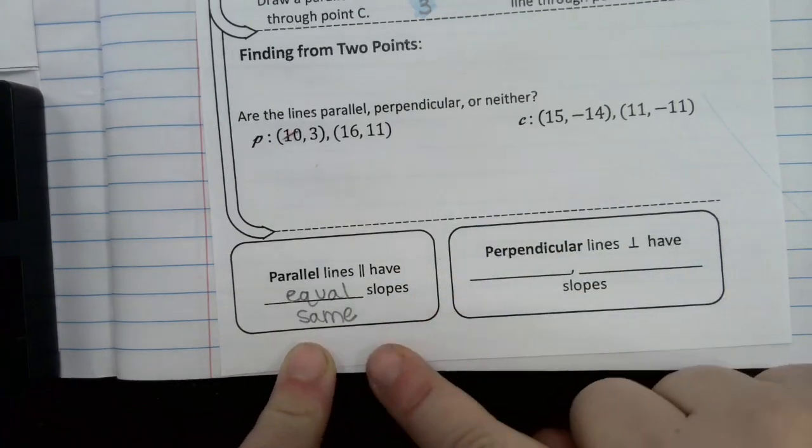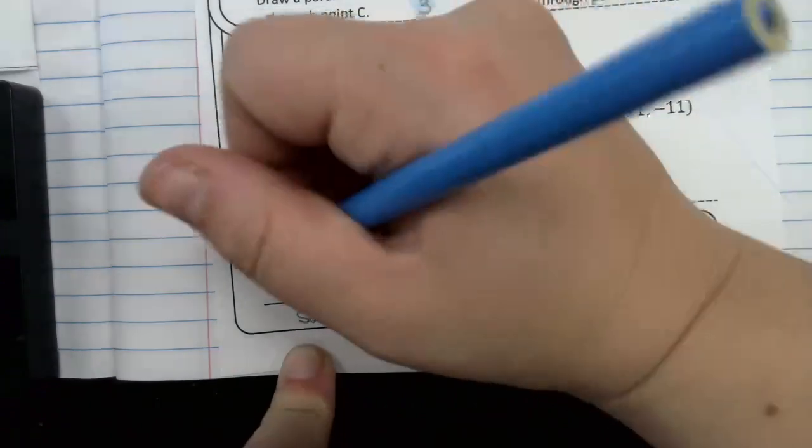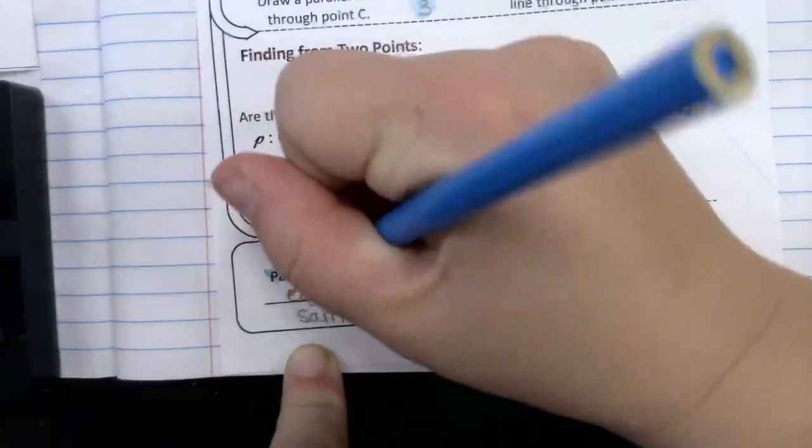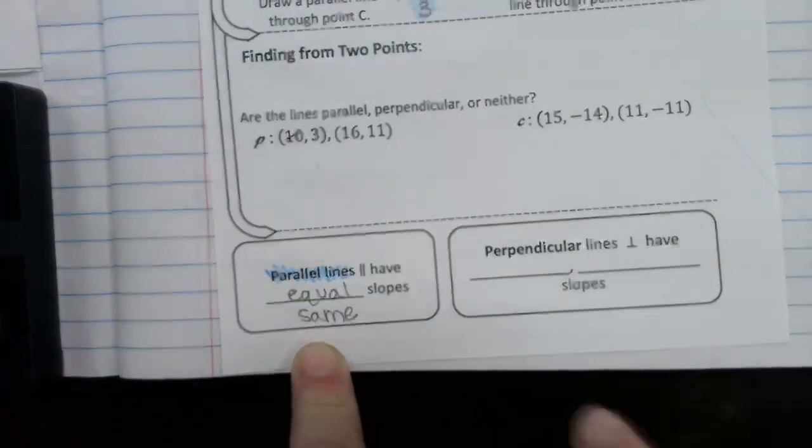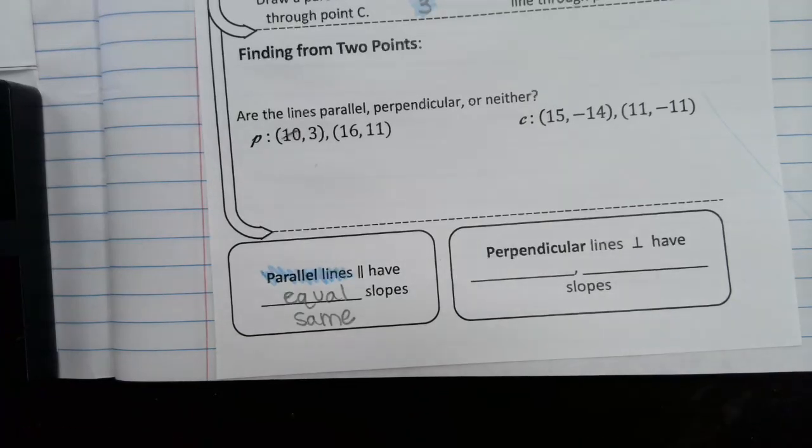So on the bottom there where it says parallel lines, I did that in blue. Parallel lines have same slopes or equal slopes. That's going to guarantee that they're staying the same distance apart the whole time that they're running.